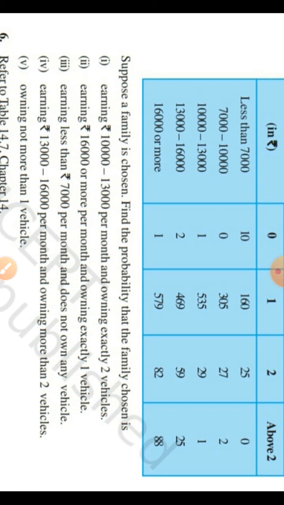Okay, the row is fixed, fourth row. I am talking about sub-question number 4. So in the fourth row, 59 as well as 25, both numbers we have to take. So the answer will be 84 upon 2400. Cancellation will be possible, it might be cancelled by 4.